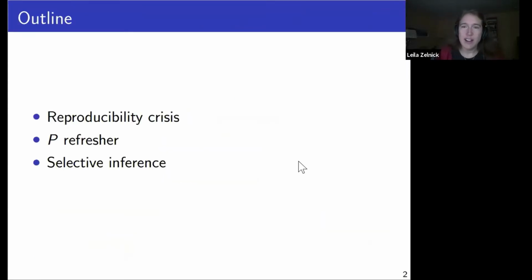So a brief outline of the talk. I'll spend a few minutes talking about the reproducibility crisis in science, give a brief refresher about p-values, and finally give an illustration of how selective inference might be contributing to the reproducibility crisis.